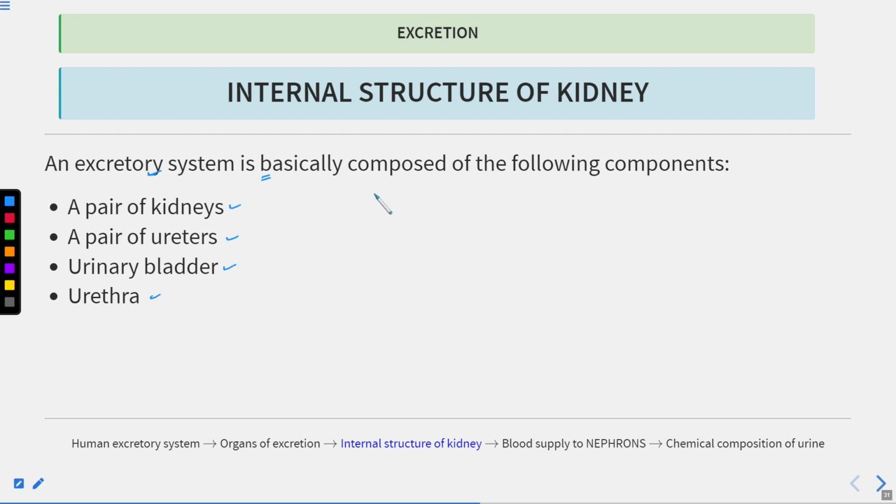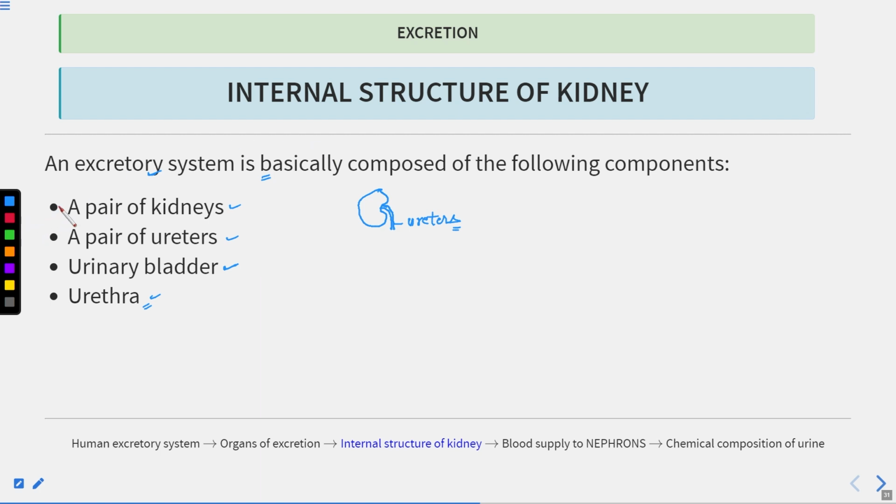If I draw a rough sketch here, this is the kidney, which is a bean-shaped structure. There are two kidneys, and the ureters arise from the kidney. These are the ureters that carry the urine, and then the urine is stored in the urinary bladder. Finally the urine is expelled out of the body through the urethra, and this process is known as micturition.